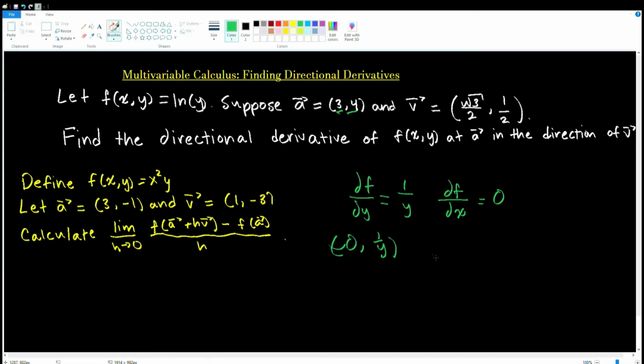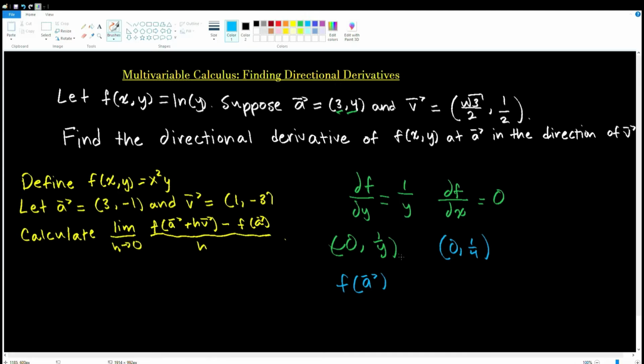Well, for 0, there's nothing to plug in, so we just leave that as 0. And for 1 over y, here y is 4, so we get (0, 1 over 4). And that is the gradient of f at a.